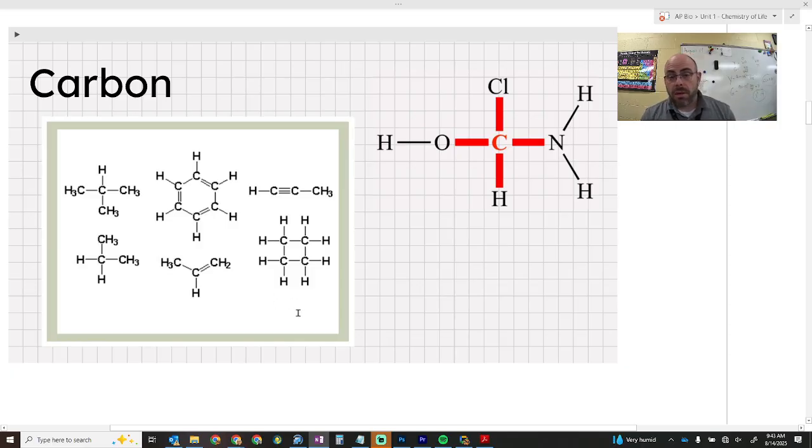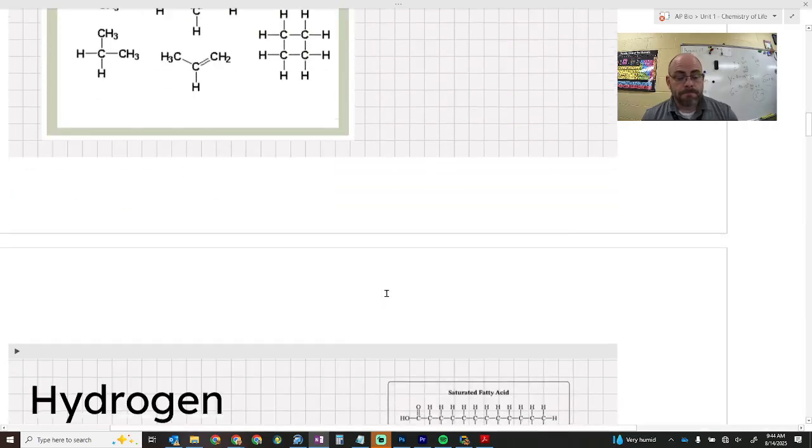And as we're going to learn throughout this class, one of the most important things you'll learn in this class, probably like top 5 most important things, is that the shape of a molecule, the shape of an organelle, the shape of just about anything is going to determine its function. And carbon allows for versatility of structure, which is going to make it very important.